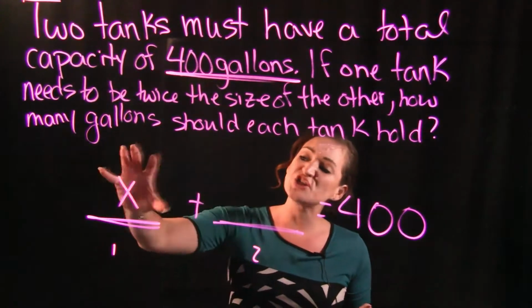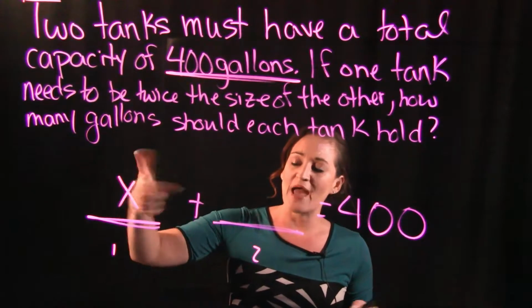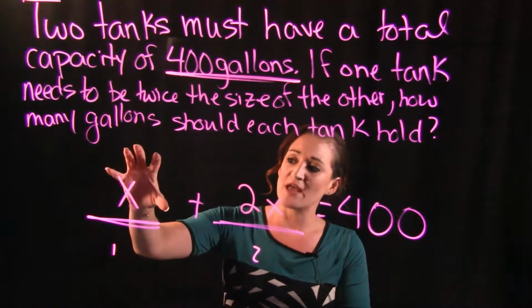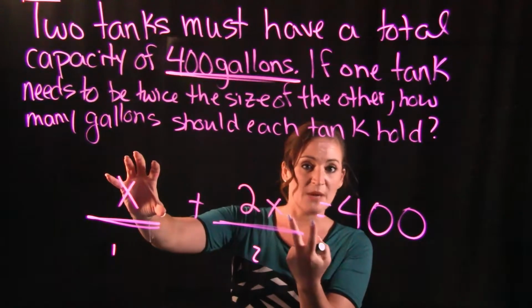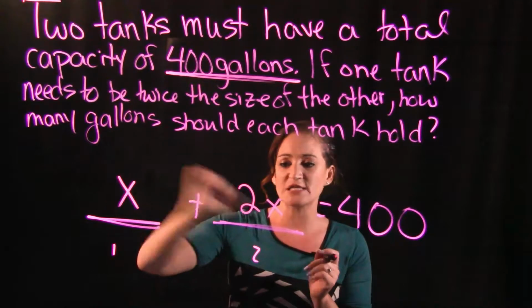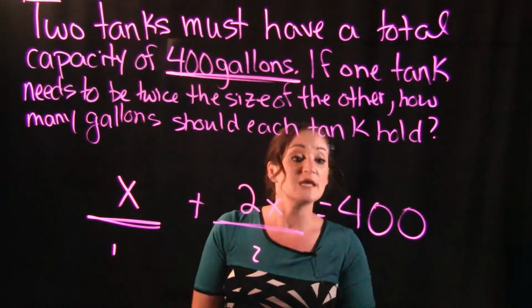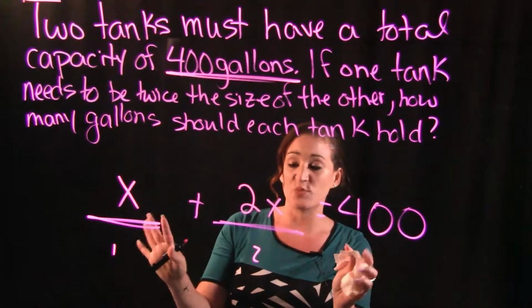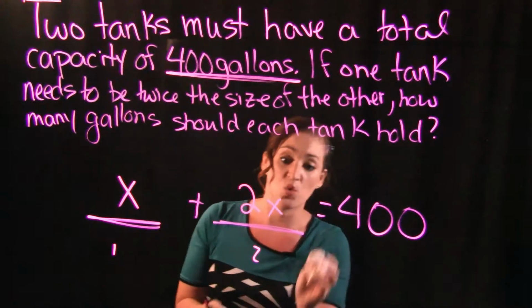So if I want double x, right, well, x times 2 is 2x, right? So if I have x, tank 2 is going to be double that, so it's going to be 2x. So tank 1 plus tank 2, x plus 2x, is going to equal 400 gallons. And this is the setup for this problem. So this is going to be our equation.